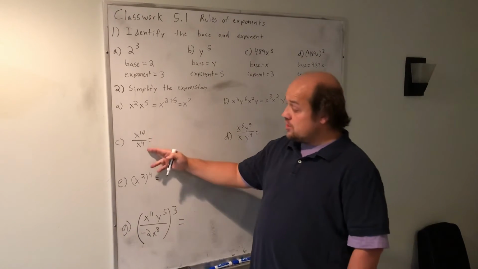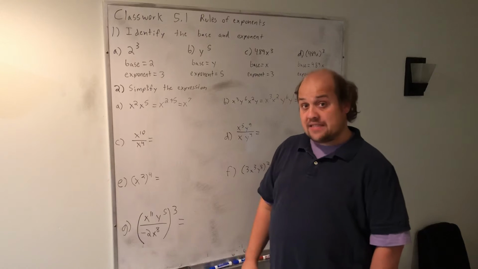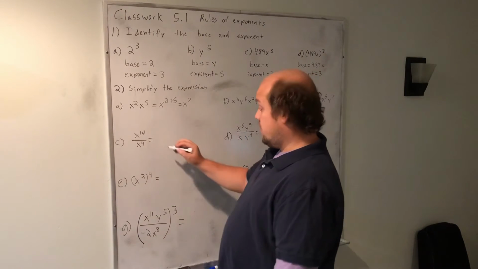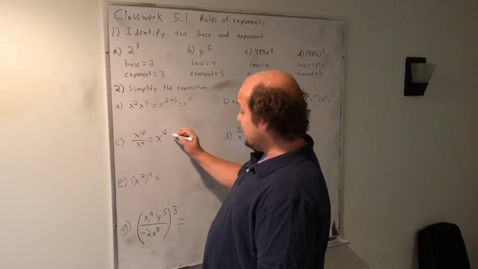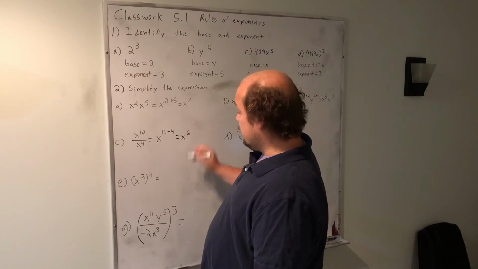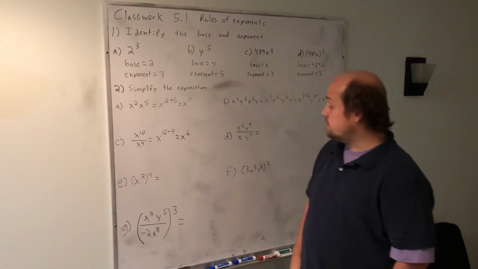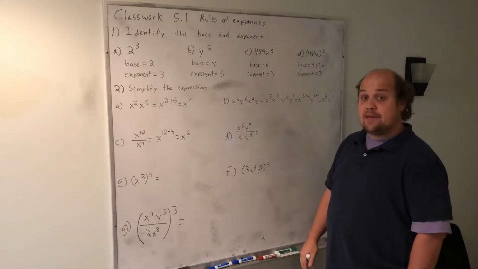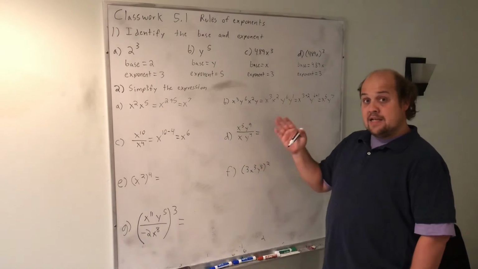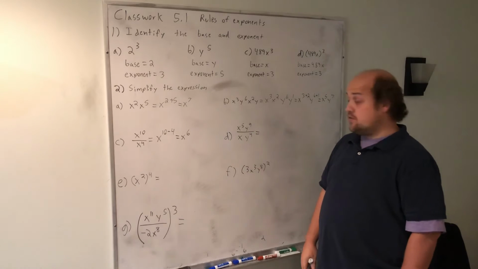When I look at division of bases, if it's the same base, I take the power on top minus the power on bottom. So in this case on top, I've got the 10th power, on bottom I've got the 4th. That's why the result is x to the 6th power. In part D, again, I need to make sure that I'm keeping track of x's separately from y's. They have to be the same base to use these rules.